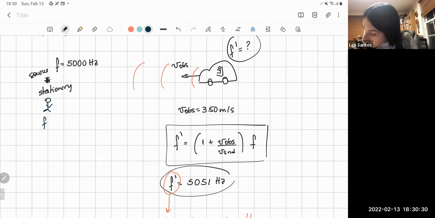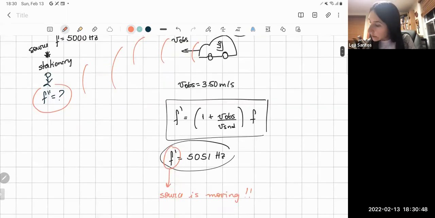And now our question is, if we have someone here, what is the frequency that this person here will hear, caused by the reflection of the sound wave? Okay, so our question is, what is this new frequency here? To obtain this new frequency that this person will hear, we have to go back to the equation of a source moving. What is the source now? The car, the car that is moving where the wave is getting reflected.